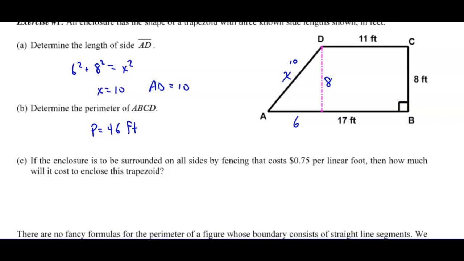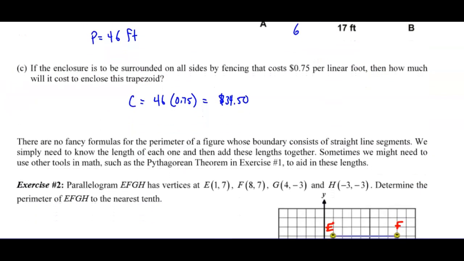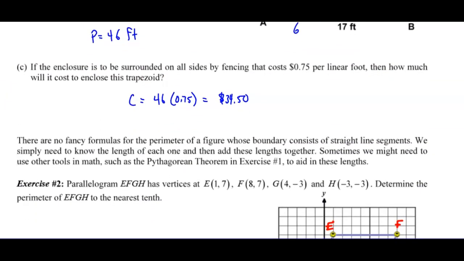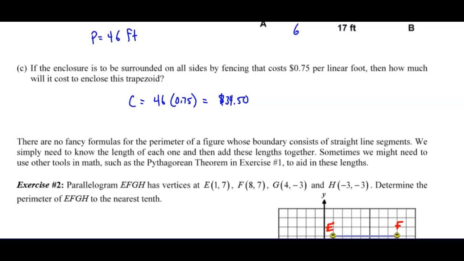Okay, so number 1C, if the enclosure is to be surrounded on all sides by fencing that is 75 cents a foot, well, let's just calculate the cost by taking that 46 feet we just got and multiply it by 0.75, and so our total is $34.50. All right, so hopefully nothing too bad about that one. If we have straight line segments, we're really just going to try to calculate the length of each one in some fashion or another.